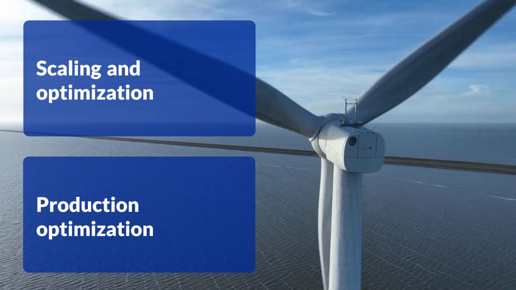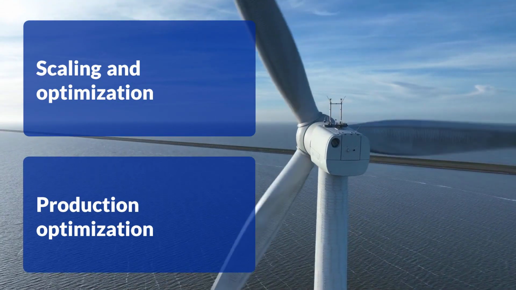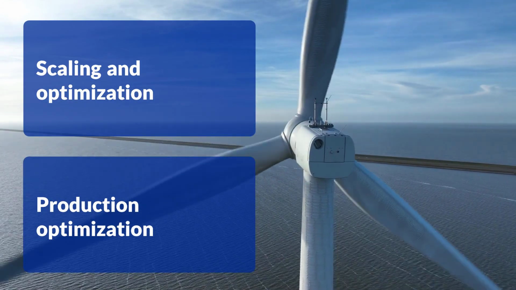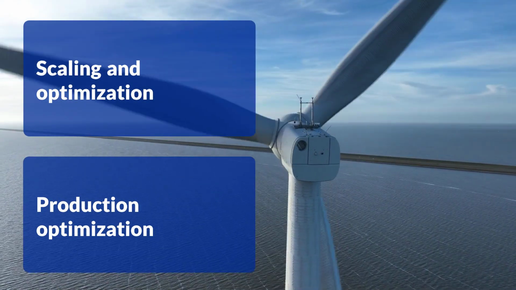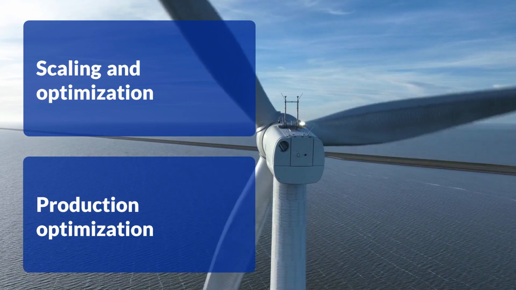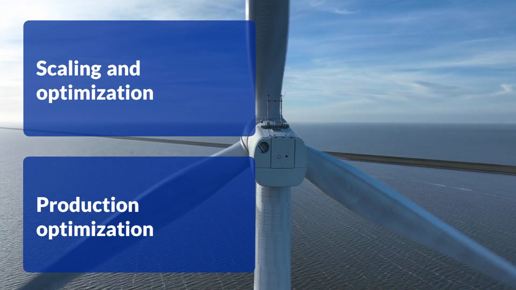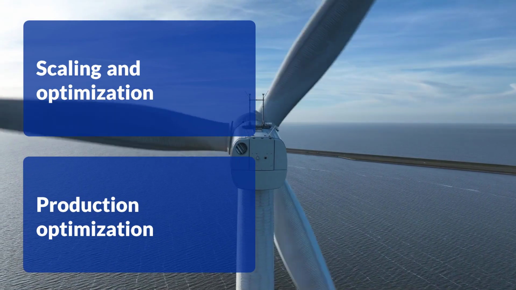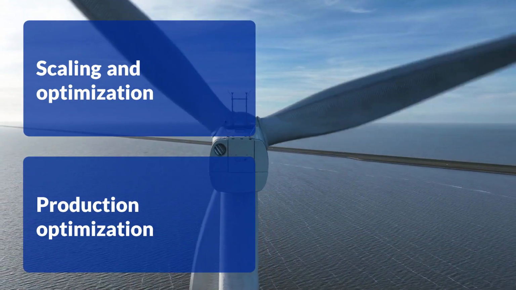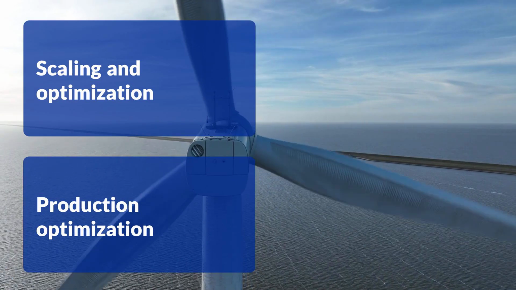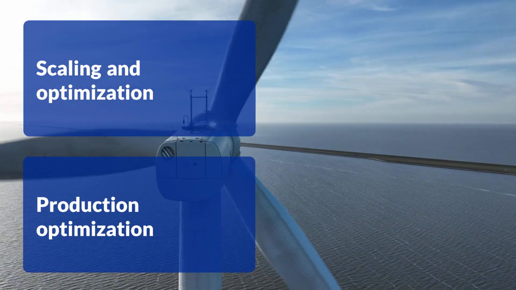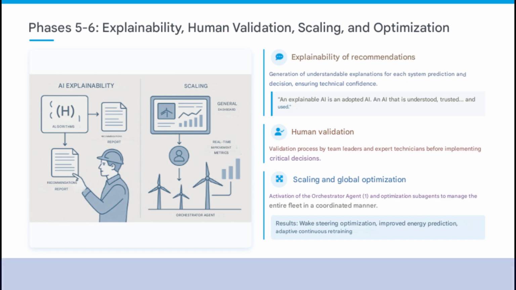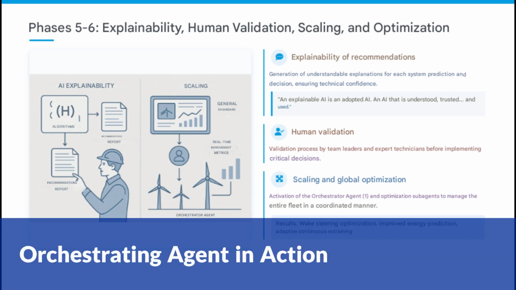The sixth phase focuses on scaling and continuous optimization, bringing the multi-agent system to its full operational capacity. The main objective is to scale the system to the entire wind farm, extending its benefits to all turbines. Global optimization agents, such as those that manage the wake effect, are activated to maximize the farm's energy production. Continuous retraining mechanisms are implemented for the artificial intelligence models. This ensures that the system adapts to new conditions and learns from the latest data.